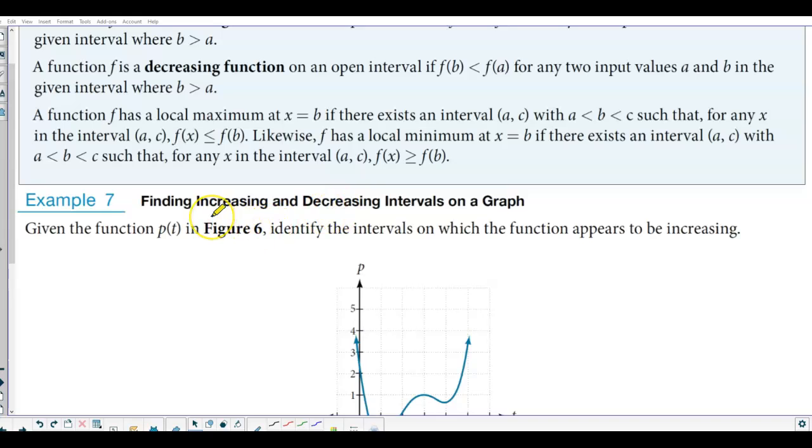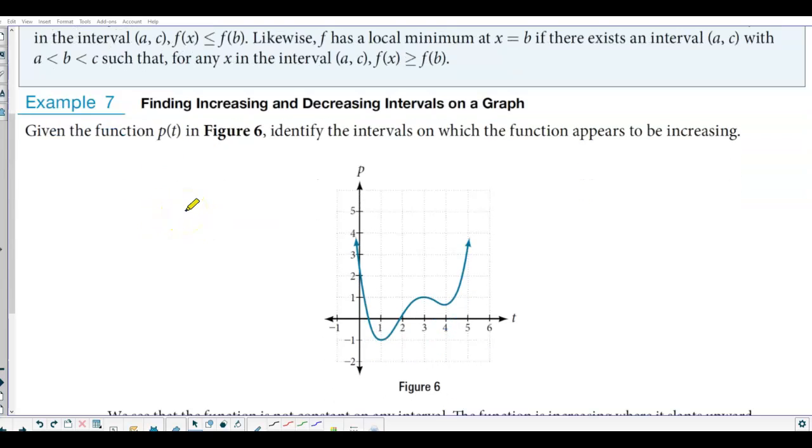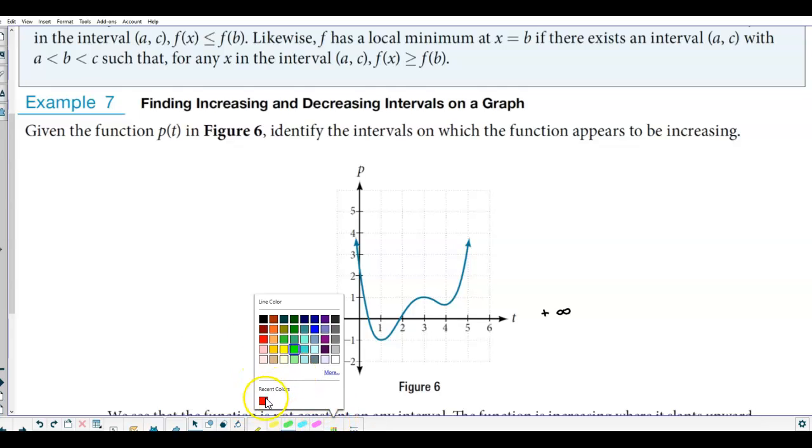Now, for example 7, we want to find increasing and decreasing intervals on a graph. So given the function p of t in figure 6, we want to identify the intervals on which the function appears to be increasing. I'm going to go ahead and put in negative infinity on the left and positive infinity on the right. It's just important to make sure that you make note of that. And so what we want to do is figure out what's happening with the graph where it's increasing and decreasing. If we go from left to right, it is increasing from here, decreasing from here to there.